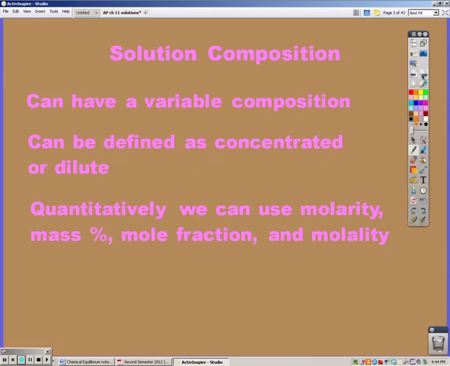Solution composition is variable, meaning there's no formula to it. It can be defined as concentrated or dilute, but those are qualitative terms. They mean different things to different people. Some people may think 3 molar hydrochloric acid is very concentrated, while others may think it has to be 12 molar to be concentrated. Quantitatively, we're going to use molarity, mass percent, mole fraction, and molality, because those mean the same thing to everyone.